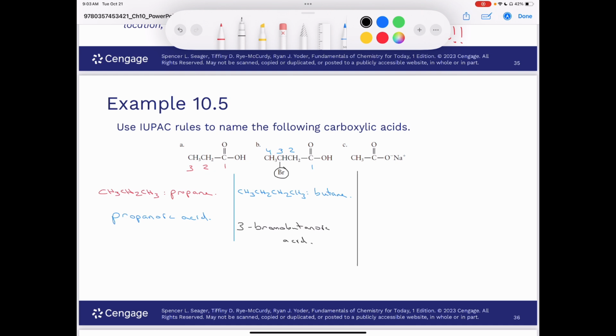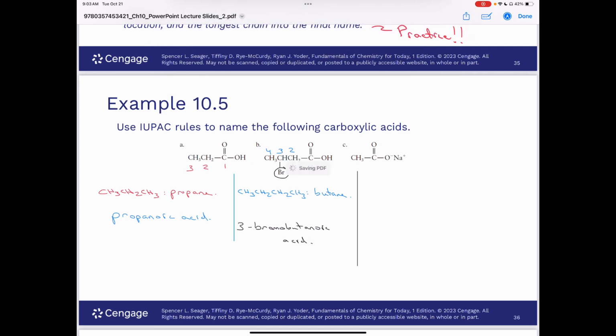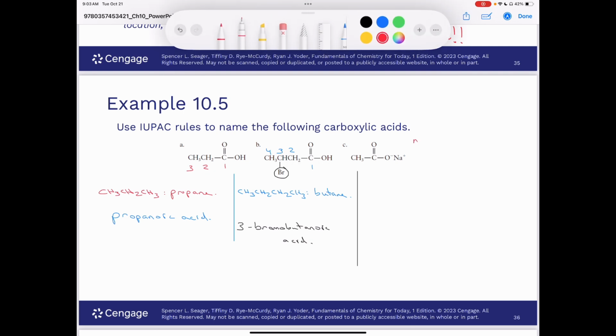And then the last one is a carboxylate salt, okay? And I haven't gone over the rules for this in gross and gory detail, but the first thing that we do is we name the metal ion first. So first thing you're going to do is name the metal, and then you're going to name the carboxylic acid, but you're going to replace the suffix from oic acid to oate. So instead of oic acid, you're going to replace it with oate.